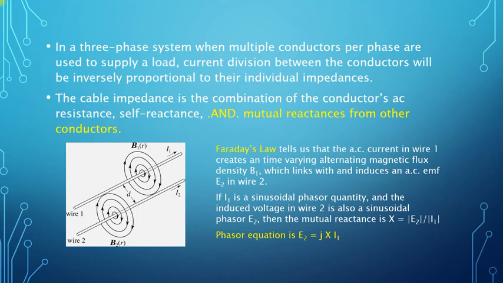Now this leads to the concept of mutual reactance, which relates the AC voltage induced in one conductor due to the AC current in another conductor. If we consider operation at a single frequency, we can use phasor equations to define the mutual reactance. This leads to the expression E2, the induced voltage, is j times the mutual reactance X times the phasor expression for the inducing current I1. The j term gives the correct phase angle relationship between the inducing current and the induced voltage.